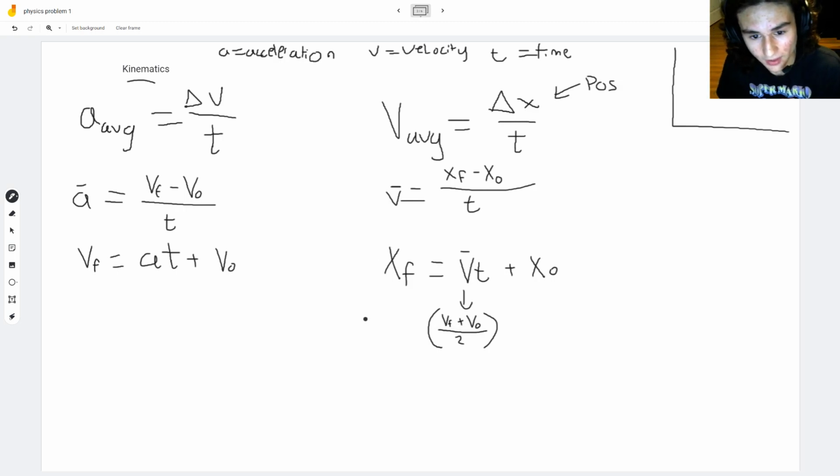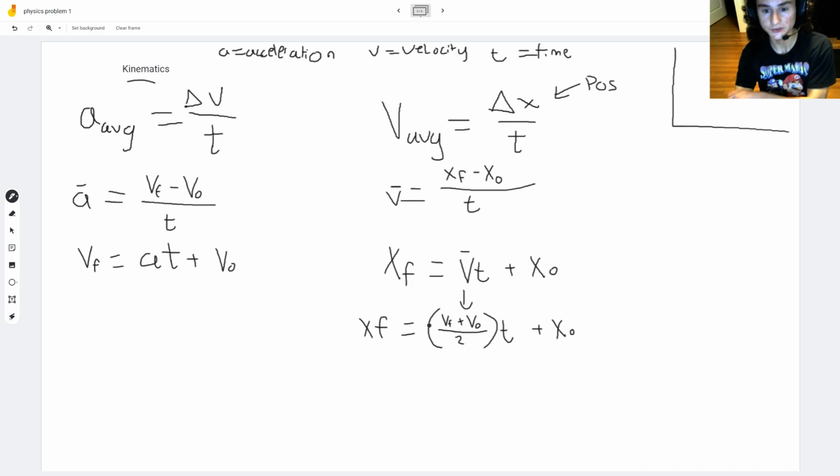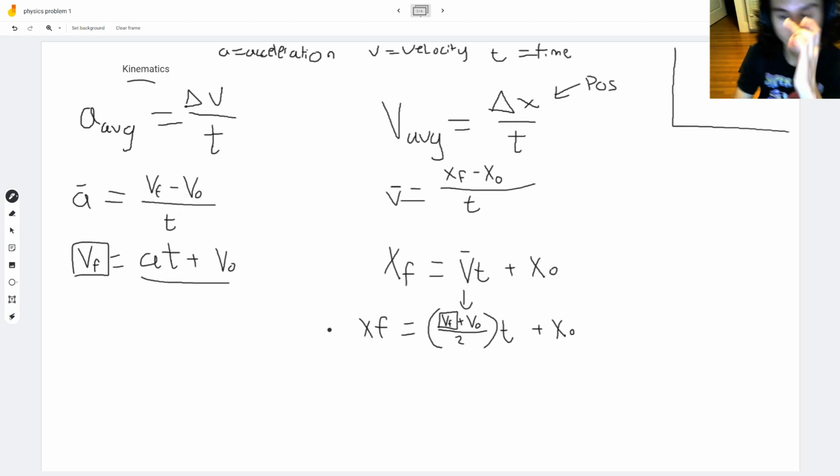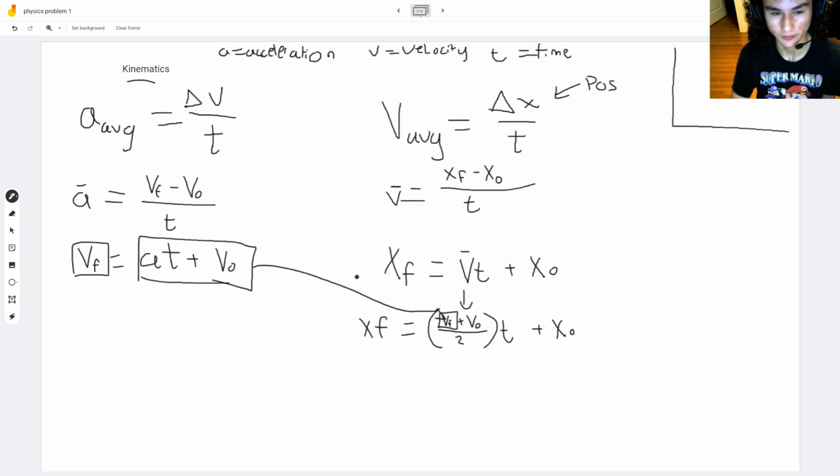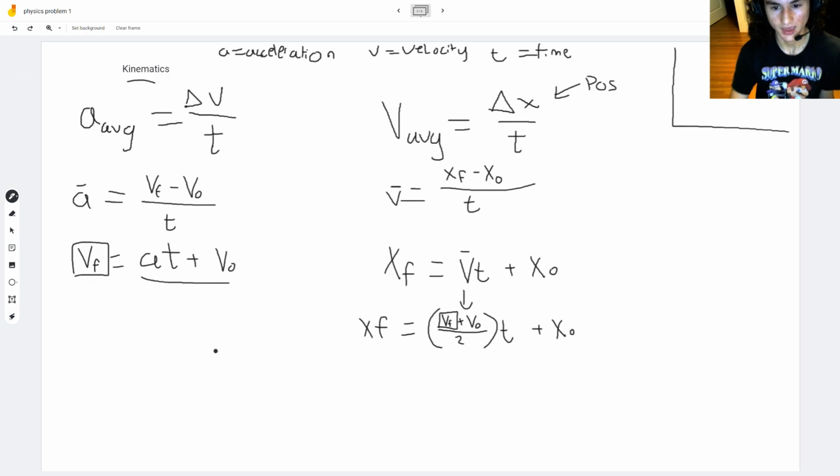So now if I put my x_f over here as well, by bringing this entire equation down, this is still going to be multiplied by t, and then we're still going to add x_o. Now, if you notice, in this equation we have a v final, and we also have a v final over there. And what does v final equal? At plus v_o, or v_o plus at. So what I'm going to do is sub this in there. I'm going to place this part into that equation to replace v_f, and this will give me an equation that looks like this.